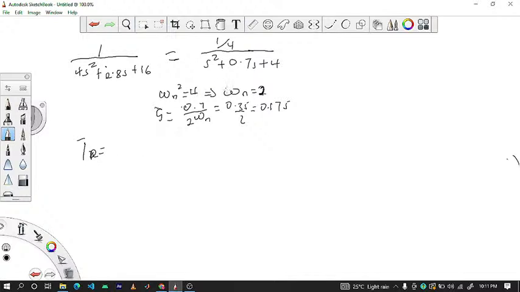Since this is an underdamped system, you can see that our rise time is from 0 to 100%. The time taken to rise from 0 to 100%. If we use that definition, then our formula for rise time will become pi minus phi all over omega d. And omega d is the same as omega n square root of 1 minus zeta squared, so tr = (pi - phi) / (omega n square root of 1 minus zeta squared).